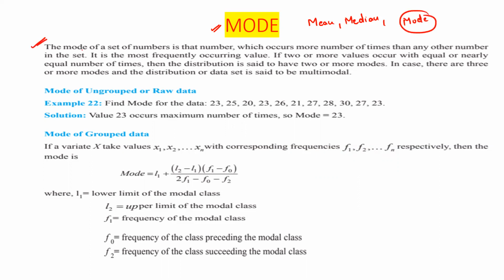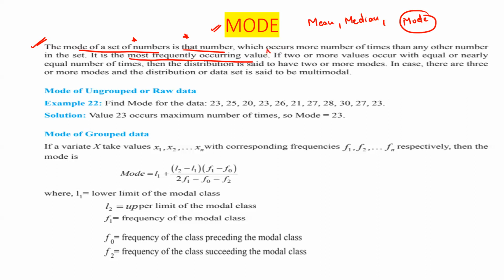The mode of a set of numbers is that number which occurs more number of times than any other number in the set. So the mode is the number which occurs most of the time. It is the most frequently occurring value.